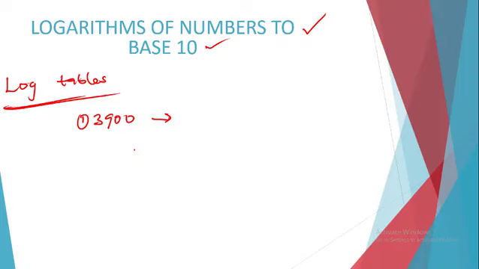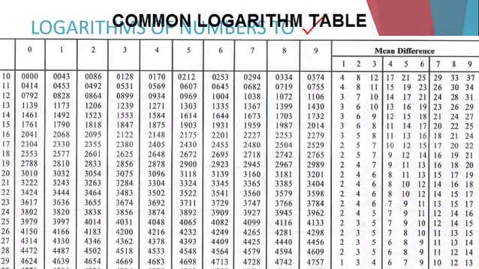The first thing we need to do is to express this 3,900 to be in standard form. Okay, you remember that? This is equal to 3.9 times 10 raised to power 3. Now remember how we got that? That is 3,900 divided by 1,000. Okay, 3,900 divided by 1,000 will give us 3.9 times 10 raised to power 3.